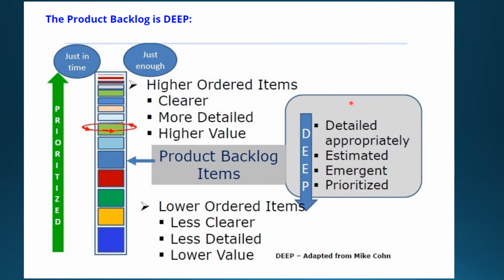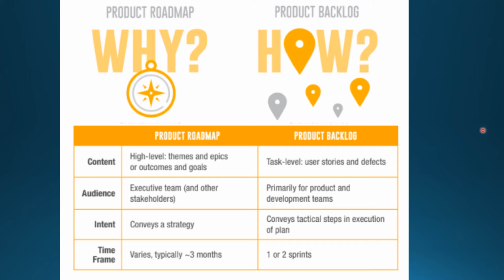Every product owner should follow this DEEP principle. The product backlog needs to be detailed appropriately. It should be estimated by the team, and it's an emerging one, continuously evolving. It should be prioritized. That's very important. We'll discuss the different prioritization techniques in upcoming slides.